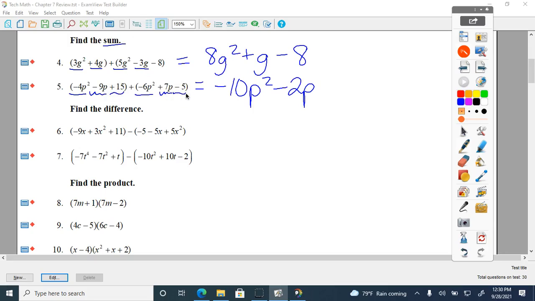15 and negative 5 is positive 10. Okay? Yeah, but like it's not like 300 questions. Any questions? No, sir. Number 6 is done and great. 7. We're doing finding the what?